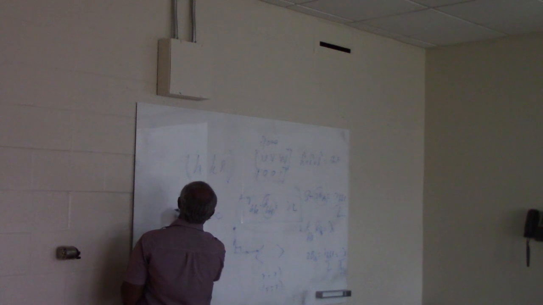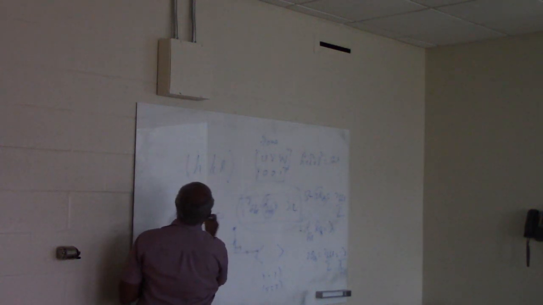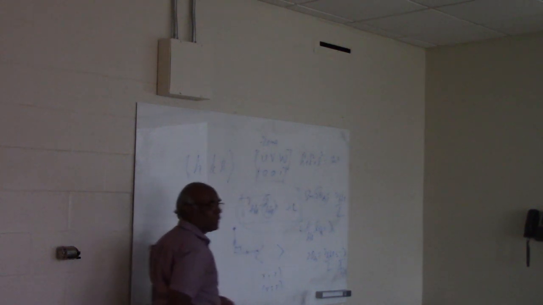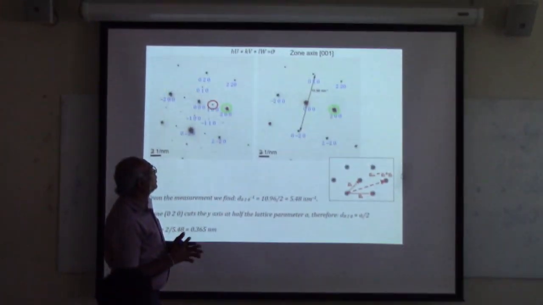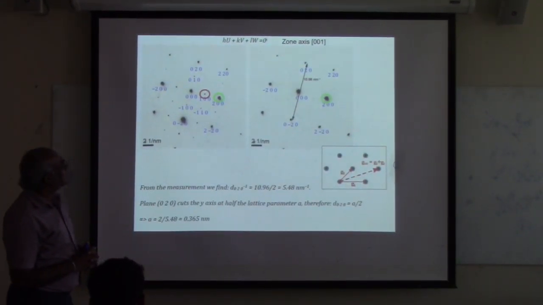H times 0, H times 0, K times 0, then L times 1. That means L should be 0. That means all the points here, you will see your third one should always be 0, right? Because L is 0 always. So now, how do you calculate the lattice parameter from this picture?